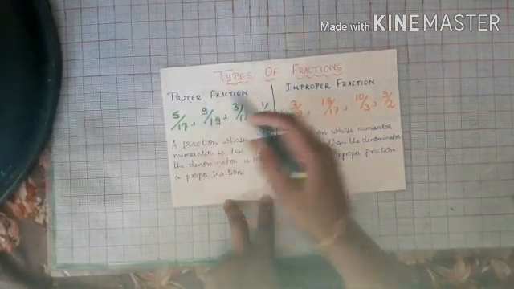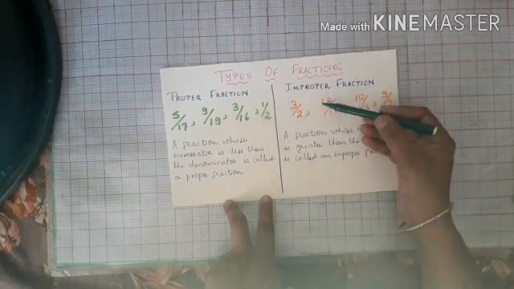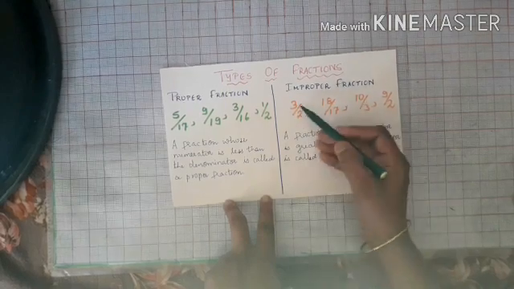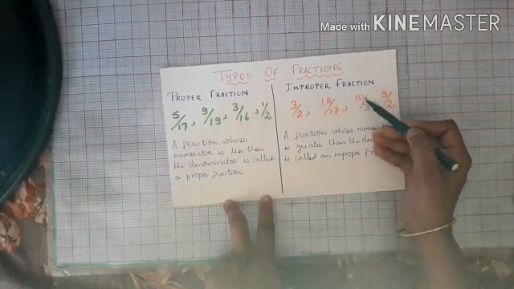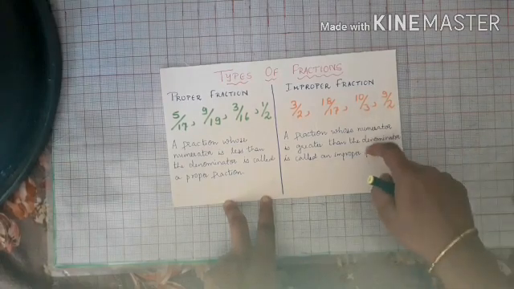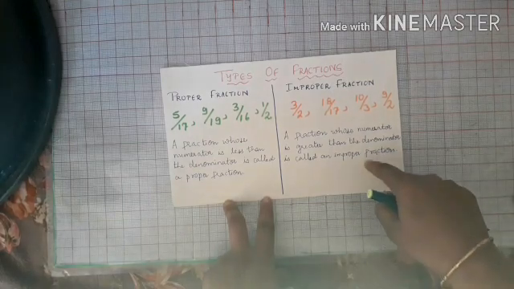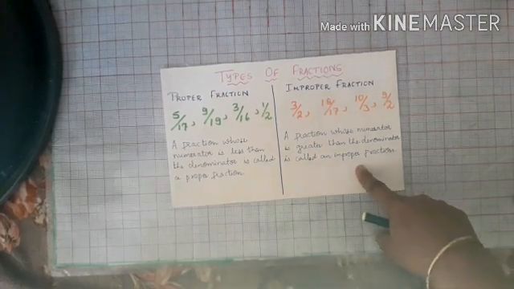It is a proper fraction. Improper fraction is the reverse. The numerators are bigger than the denominator. Check here. 3 is greater than 2, 18 is greater than 17, 10 is greater than 3, 9 is greater than 2, and so on. This type of fraction is known as an improper fraction. And improper fractions can be converted to mixed fractions.